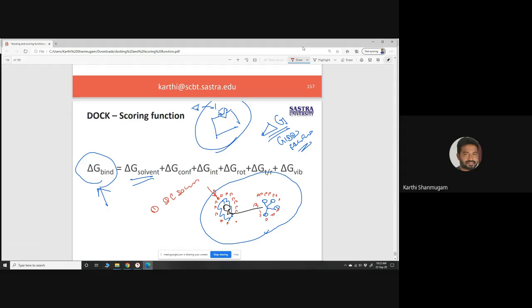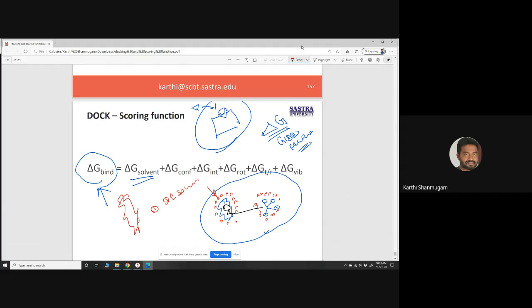Okay, so you have a protein molecule, right? The binding site is buried. You are saying that the site is buried. What does it mean? It is present somewhere interior. Do you agree? Yes, sir.